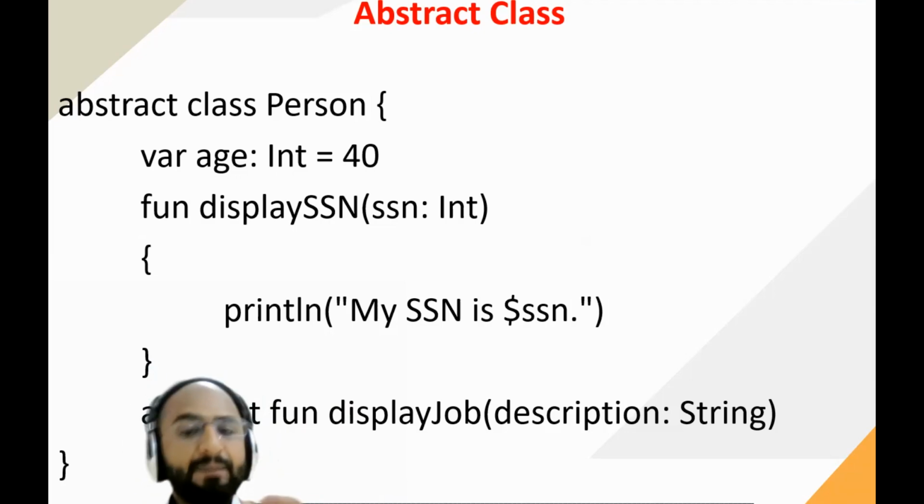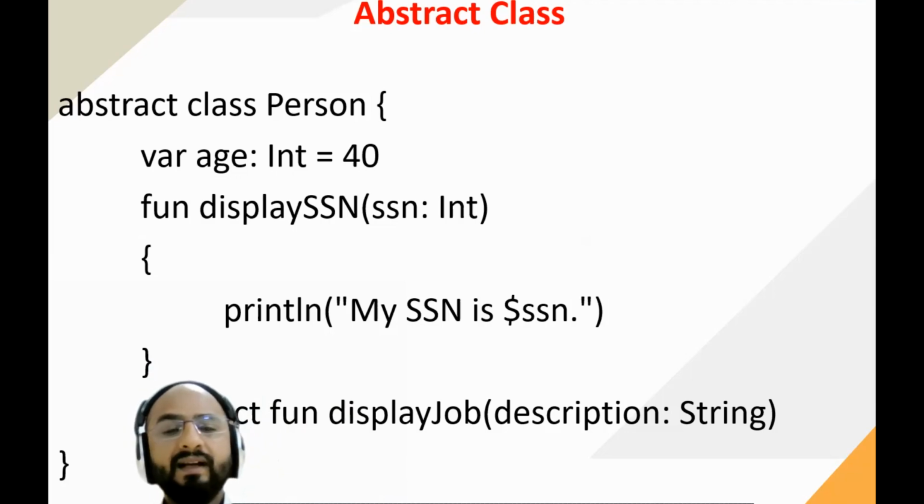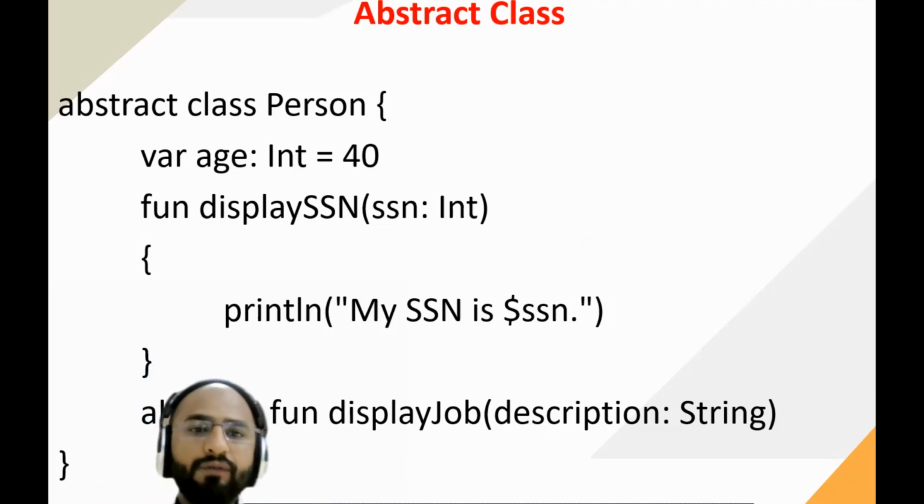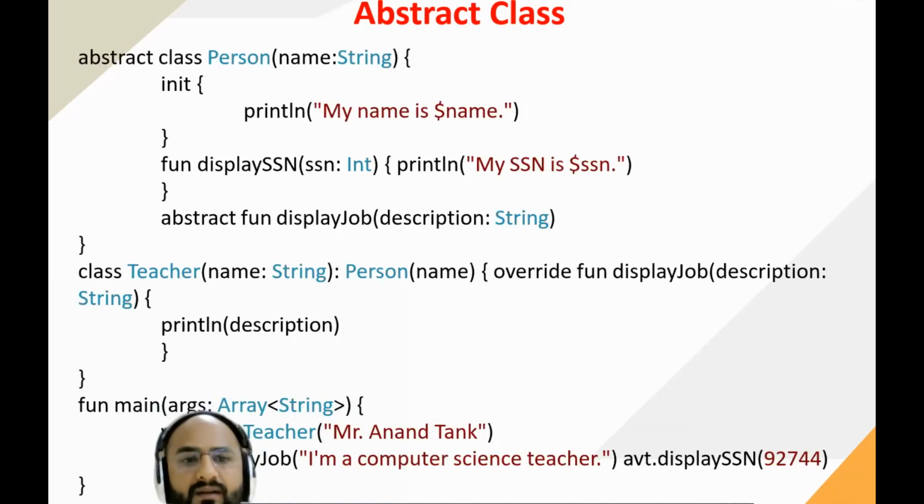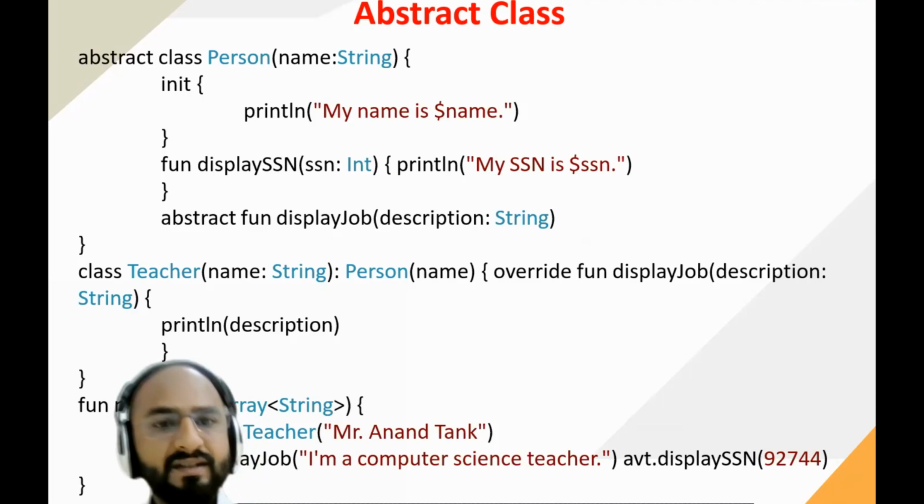Because we cannot instantiate the abstract class, we cannot create an object of an abstract class. So we need to use inheritance to access the properties of the abstract class. For example, this is the real life example. An abstract class name is a Person.